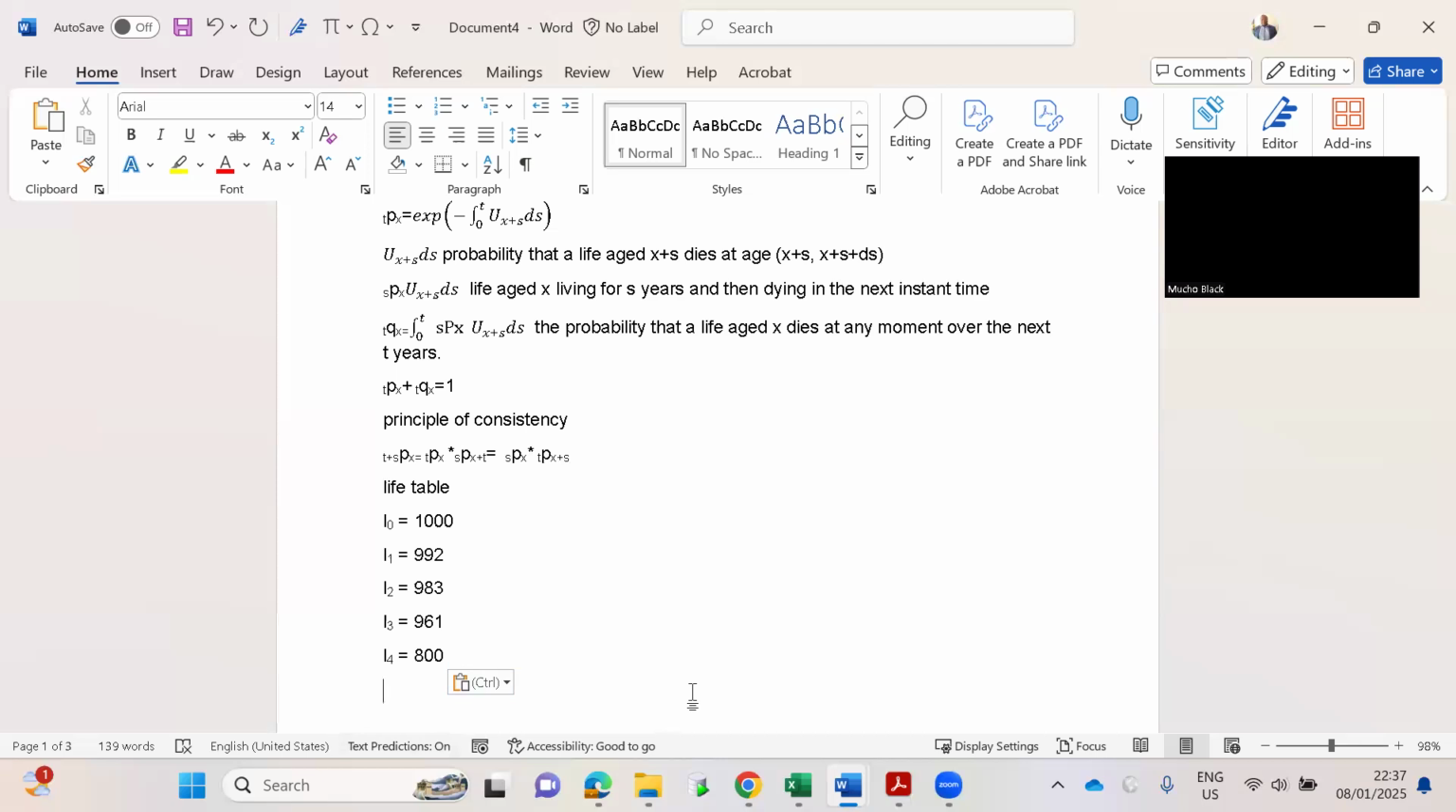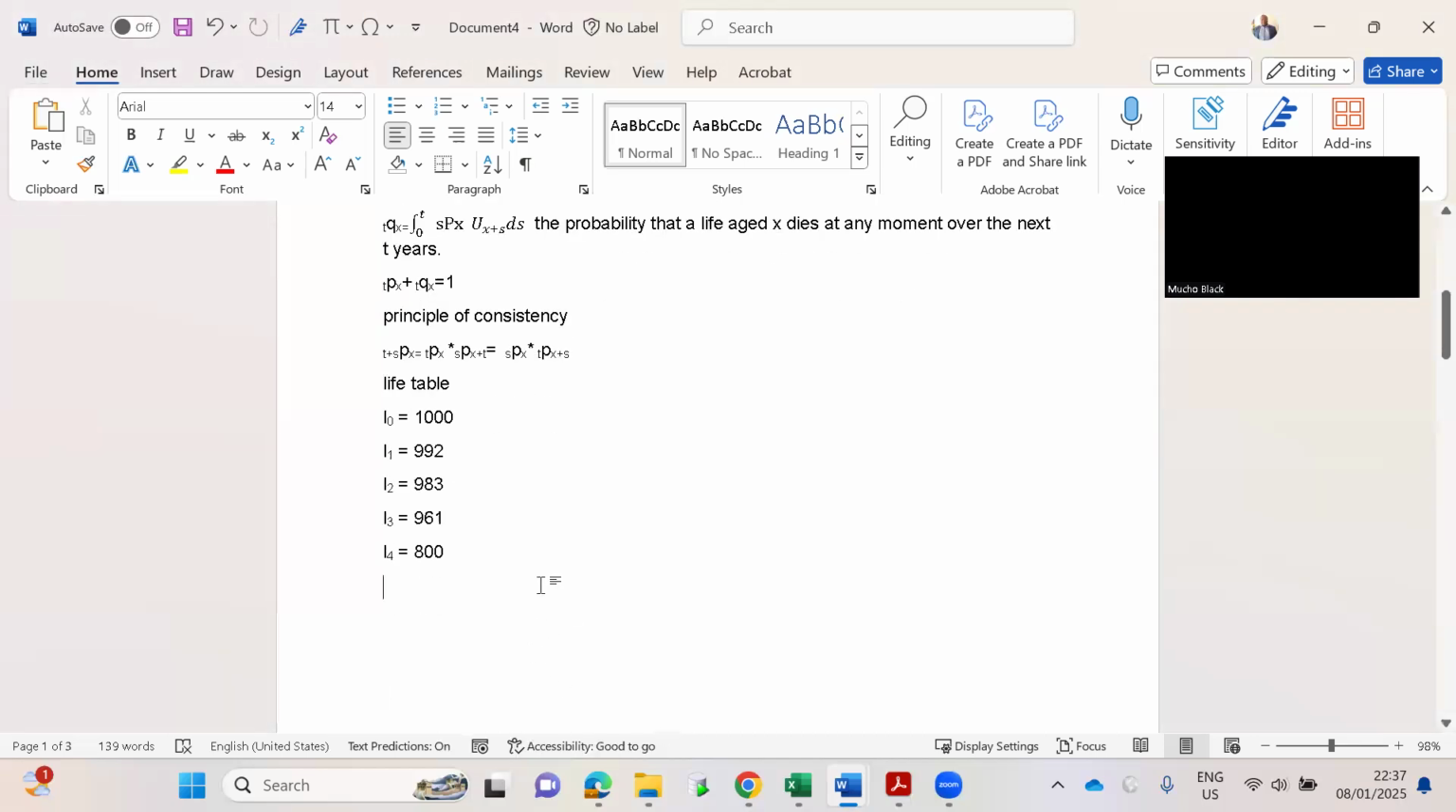The first value, which is l0, is called the radix. That's basically what we need to understand about the life table. And there are 4 formulas that we need to understand about the life table. So the number of lives at the next age is equal to this life multiplied by the probability of survival to the next age. Which means the number of lives alive at age x plus 1 is equal to the number of lives alive at x multiplied by the probability that they make it through x.